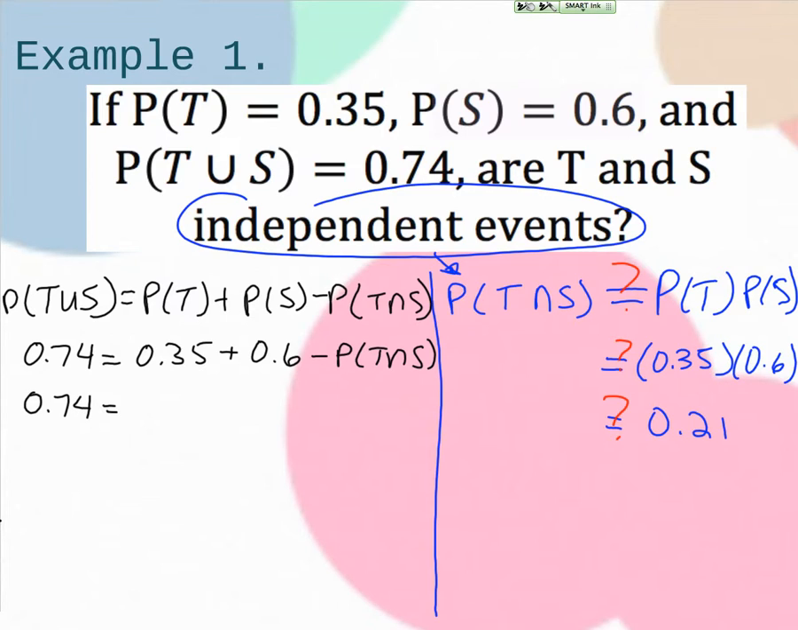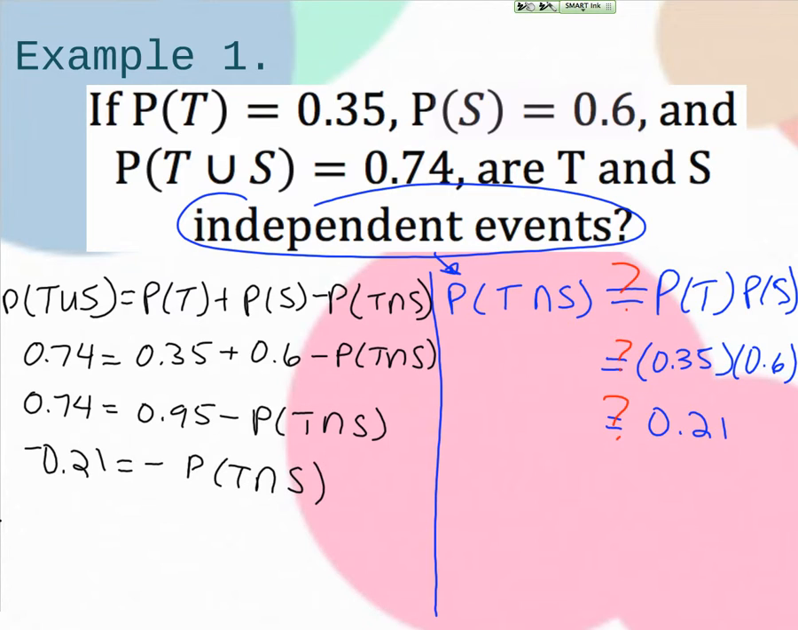So if I add up the 0.6 and the 0.35, I get 0.95. So now when I subtract the 0.95, I get 0.21, negative 0.21. So if I divide by negative 1, 0.21 equals the probability of the intersection of T and S.